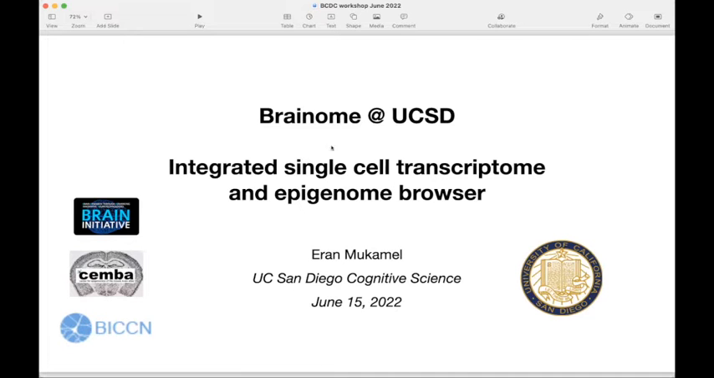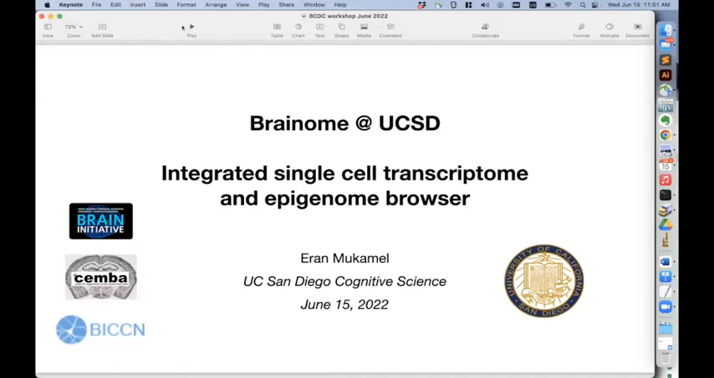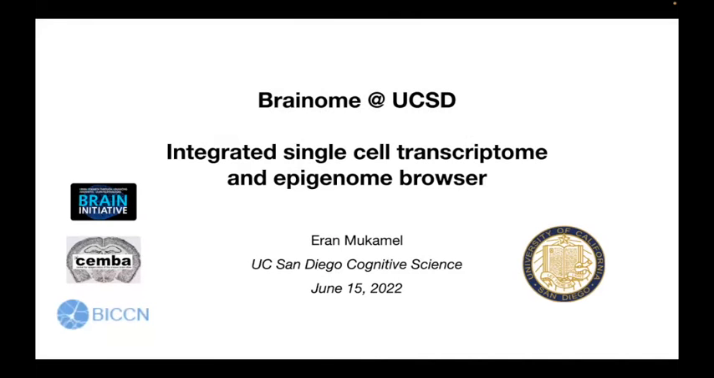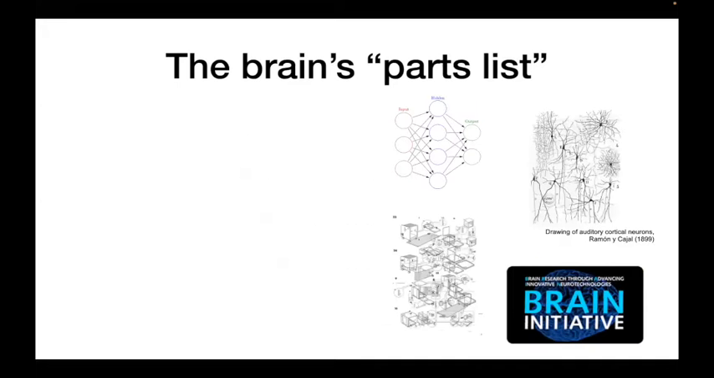So actually, let me share my full screen. I'm going to start with my slides, but then at some point I'll transition to a demo of the website. As Joe said, I'm Aran Mukamel, I'm at UCSD, and I've been very involved with the mouse brain single cell omics working group within the BICCN, whose goal has been to generate an atlas of brain cell types across the mouse brain.